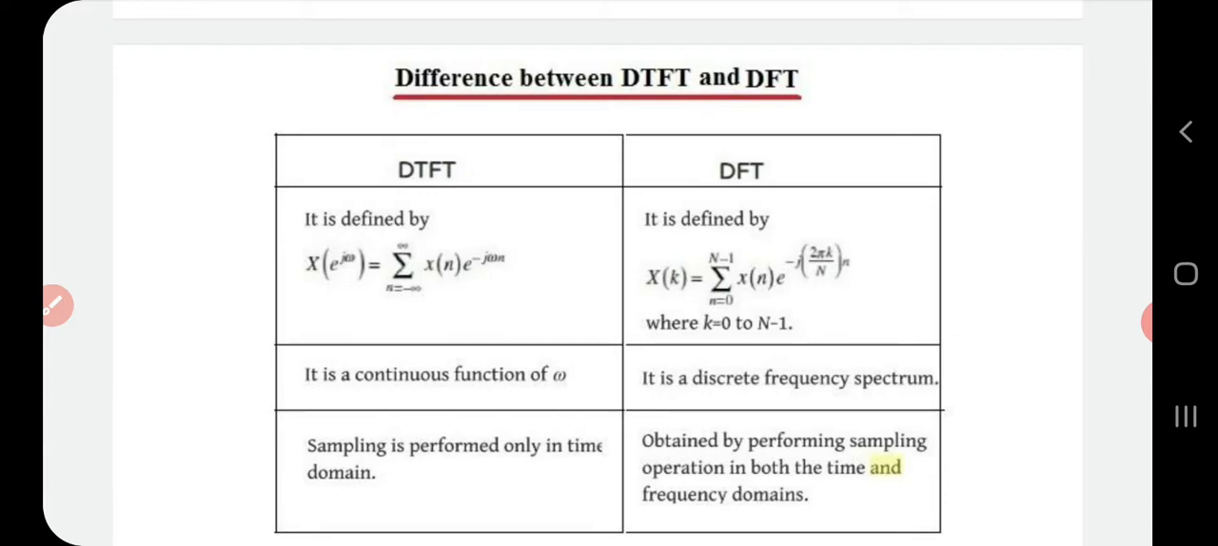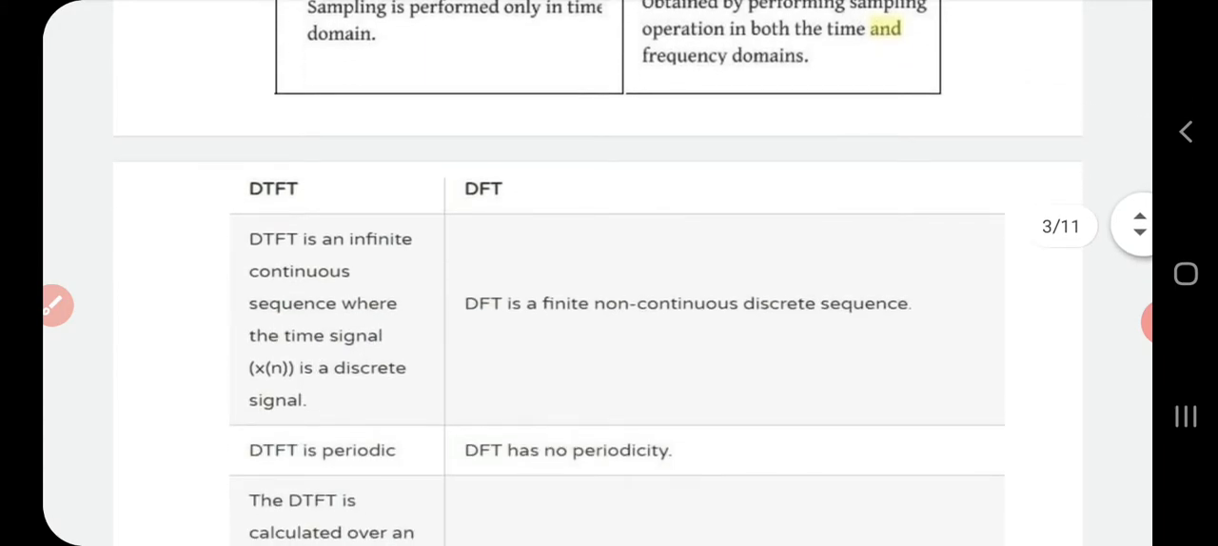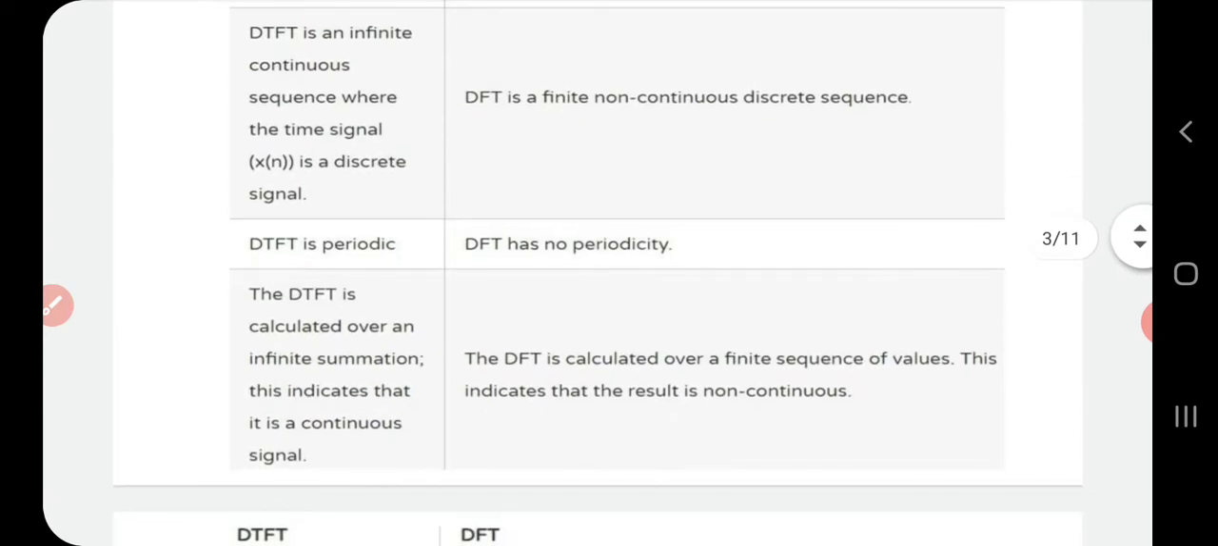Each of these terms I have explained earlier, so I am not repeating it. Now about DTFT, it is a continuous function of omega. Omega means frequency, so DTFT is a continuous function of frequency, whereas DFT is a discrete function of frequency. In DTFT sampling is performed only in the time domain, whereas in DFT we can perform sampling in both time and frequency domains. DTFT is a continuous infinite sequence where x of n is a discrete time signal, whereas DFT is a finite non-continuous discrete sequence. DTFT is periodic, whereas DFT is not periodic.